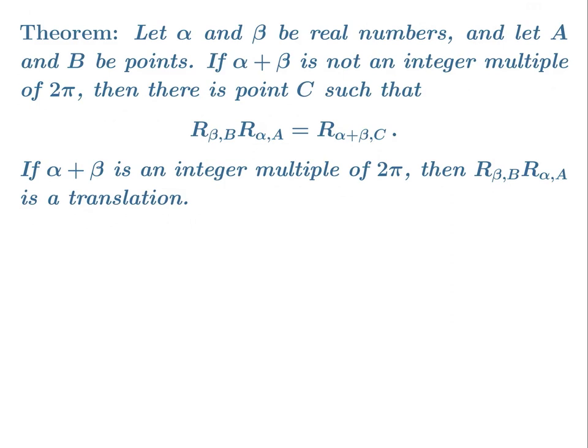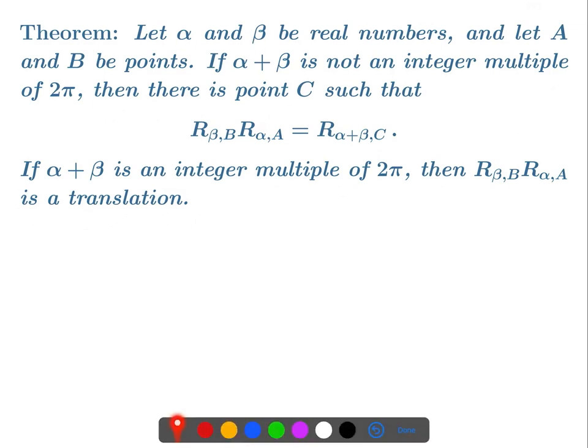In this lecture, I'm going to go over homework 7. Homework 7 was about this theorem that we've been discussing: if you have two angles, alpha and beta, and you want to do a rotation about A by alpha and a rotation about B by beta in this order, so first around A and then around B, then this is the same as a rotation around some point C by alpha plus beta. Unless alpha plus beta is an integer multiple of 2 pi, and then this product of rotations is just going to be a translation.